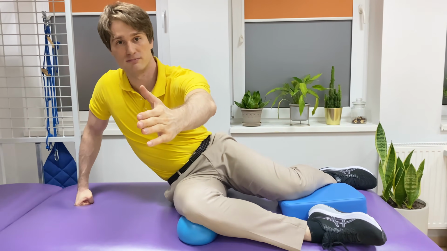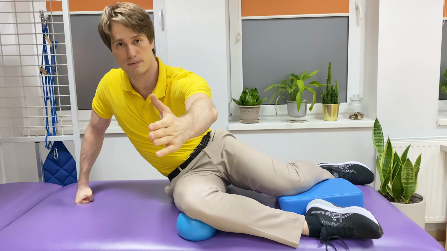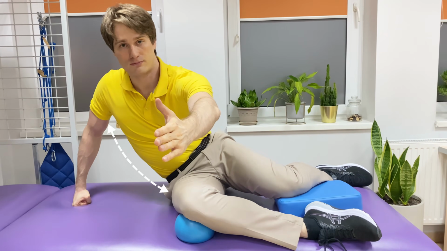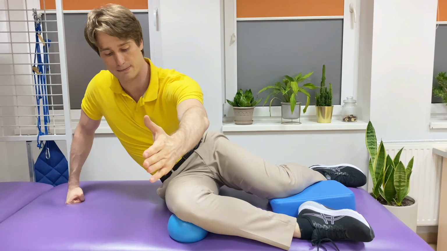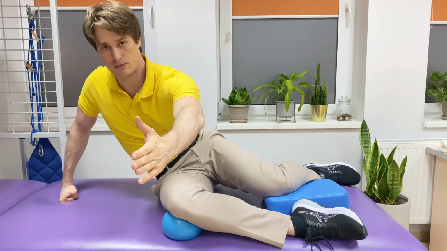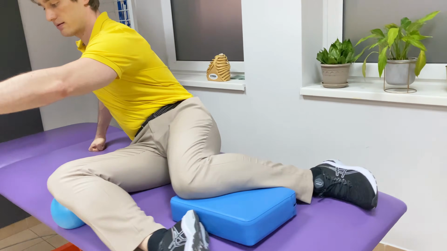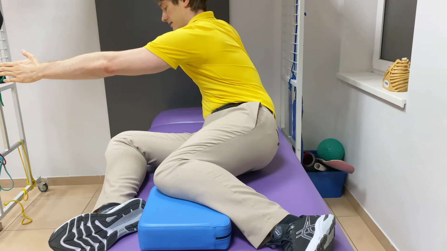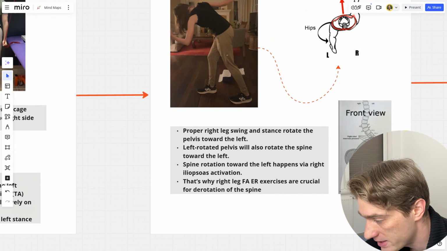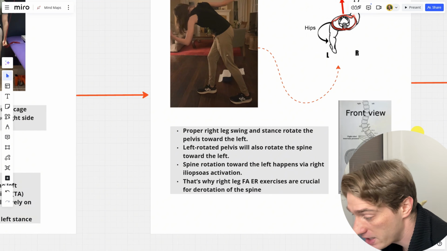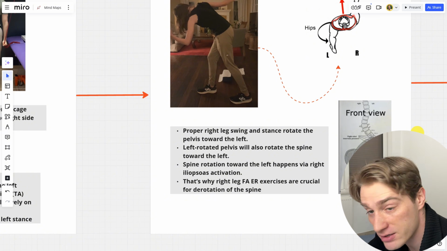Now, inhale while reaching with your left arm forward and exhale while lowering your left ribs down. This action elongates your right side and rotates your torso to the right. By the end of this exercise, you should feel tension in your right triceps, between your right shoulder blade, in your right gluteal muscle, and in the adductor muscles of your left thigh. Hold it for 3-5 breaths. That's why right leg femur on acetabulum, right leg external rotation exercises are crucial for derotating the spine.